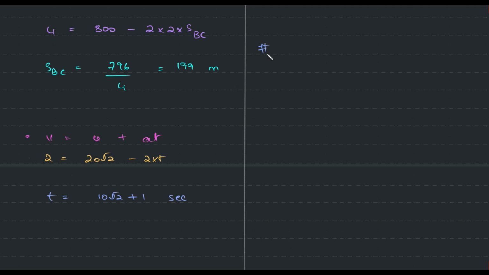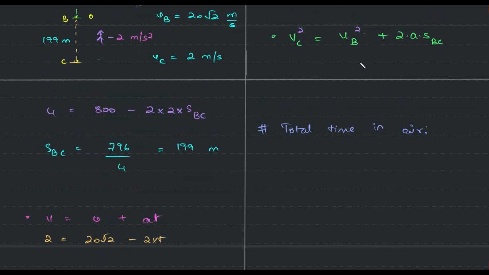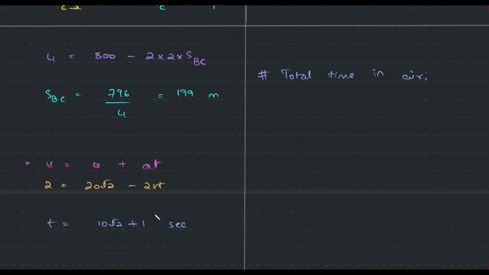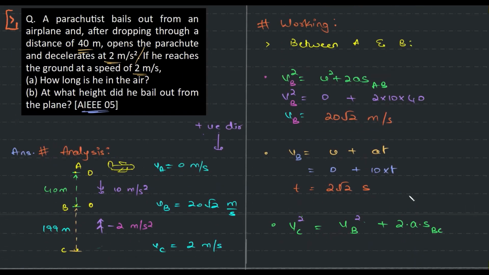So total time in air would be how much? So this is 2 root 2 plus this value. So total time will be 12 root 2 plus 1 second. And the total height is 40 and 239 meters. So that would be your answer.